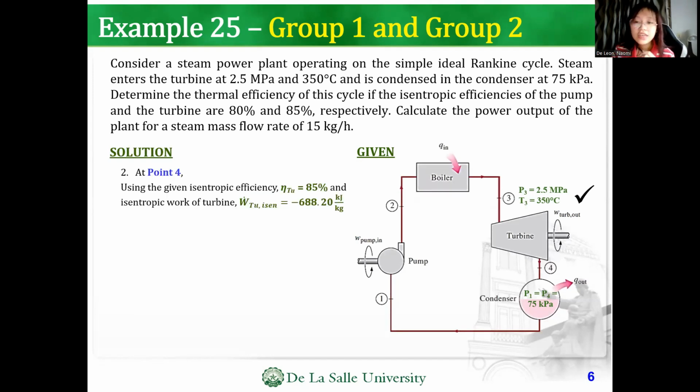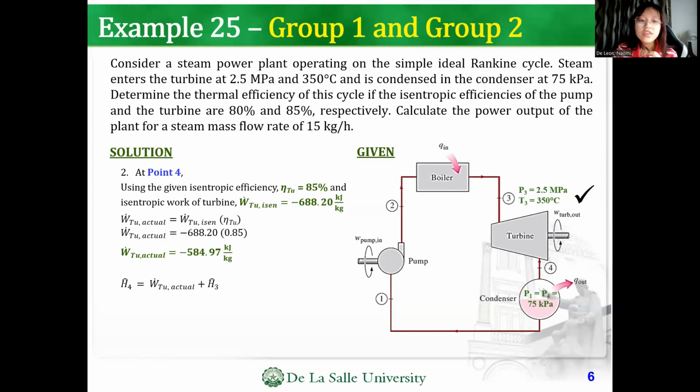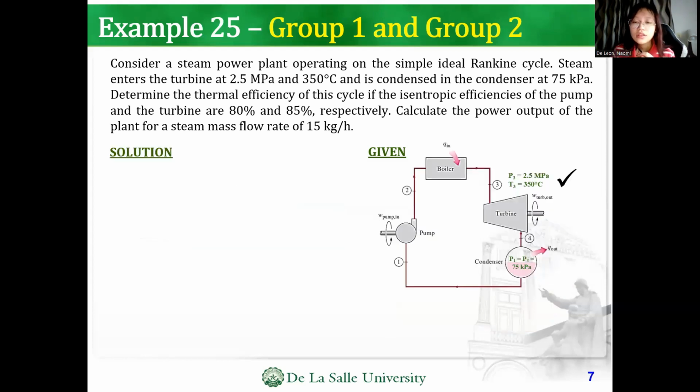So next, using the given isentropic efficiency of the turbine, which is 85%, and the isentropic work of the turbine calculated, we can now solve for the actual work done by the turbine, which is negative 584.97 kilojoule per kilogram. From this, we can calculate the specific enthalpy at point 4 by getting the sum of the actual work and specific enthalpy at point 3. And the answer would be 2541.33 kilojoule per kilogram.